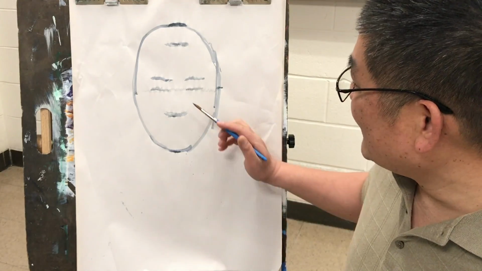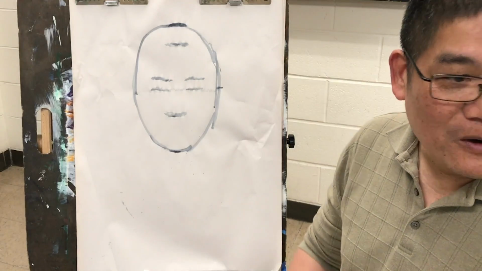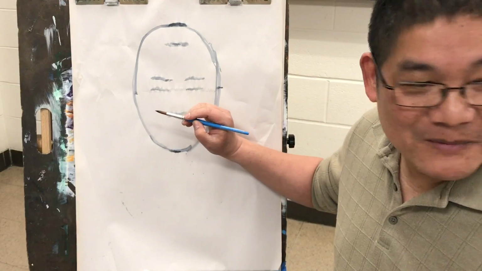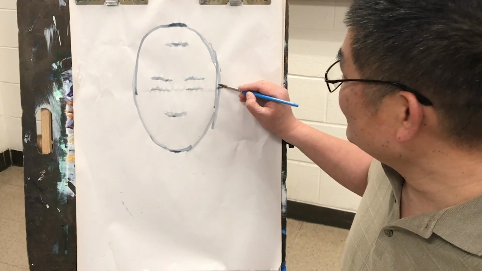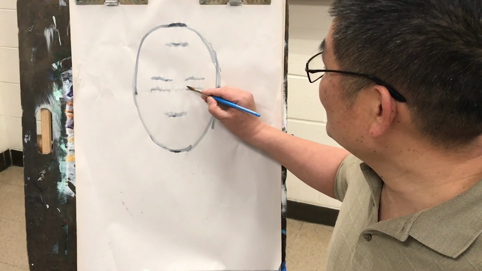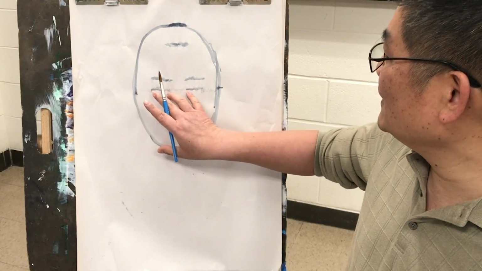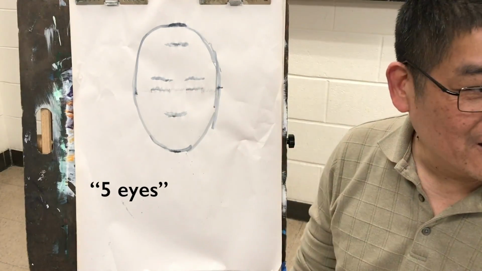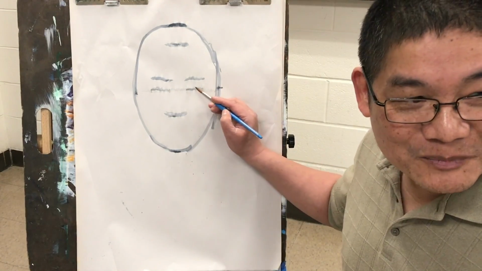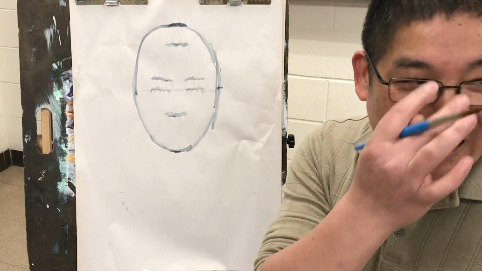Now the next thing, I'm going to find the horizontal space for the eyes. For most people, it falls into the 5 eyes. What does that really mean? From here to here, not including the ear, you divide into 1, 2, 3, 4, 5. That means 5 eyes. And the 2 eyes fall into these 2 spots. Between the 2 eyes, most people have 1 eye space.